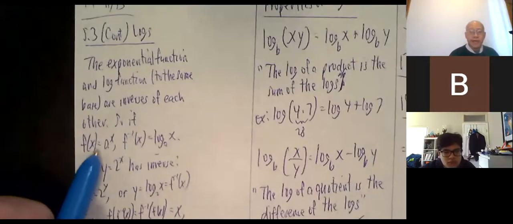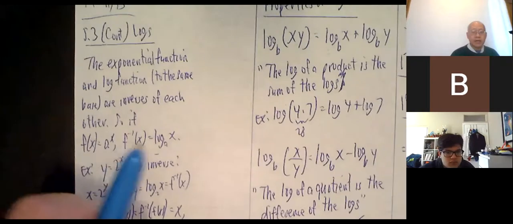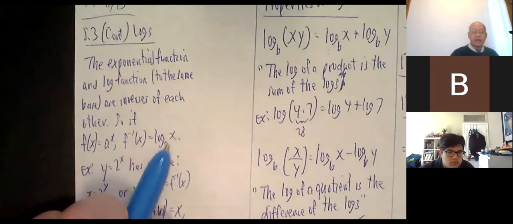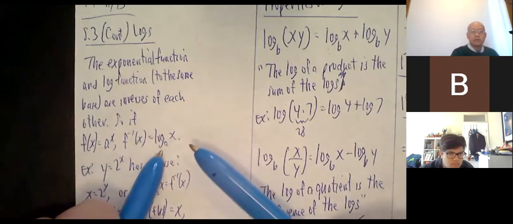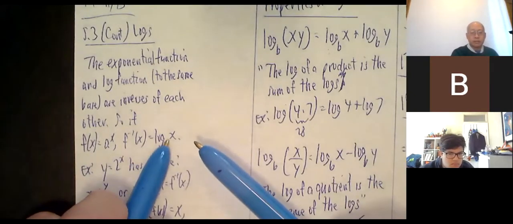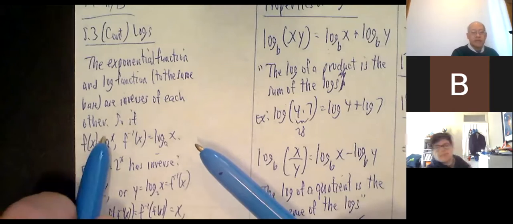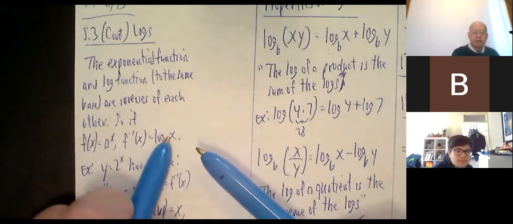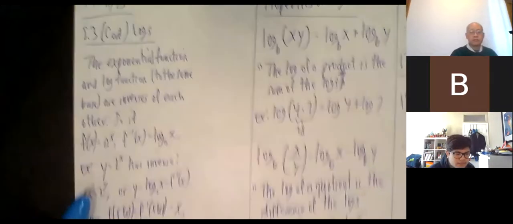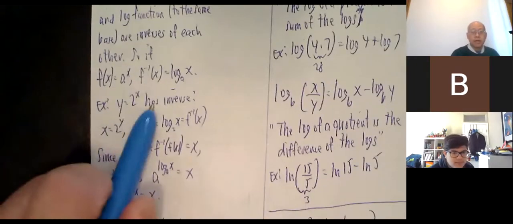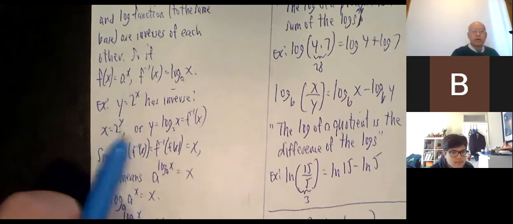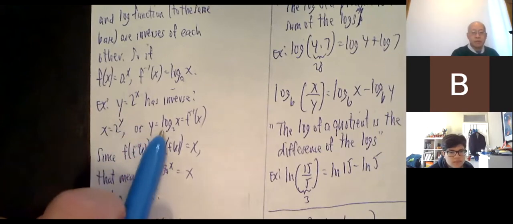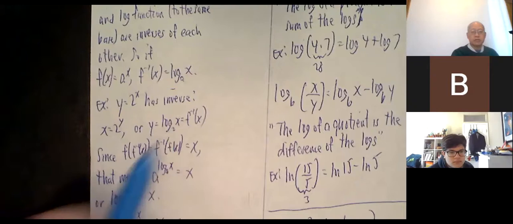So if f of x equals a to the x, f inverse of x is log base a of x, as long as you have the same base. So let's say 2 to the x and log base 2 of x, inverse function. 45 to the x, log base 45 of x, inverse function. Okay, so y equals 2 to the x has an inverse x equals 2 to the y, switch x and y, which means the same thing as y equals log base 2 of x. That's the inverse function.